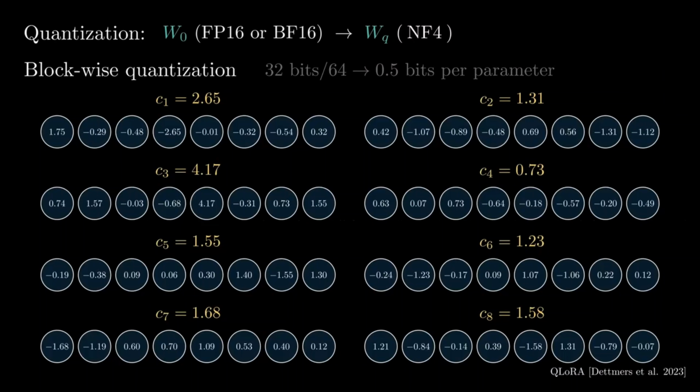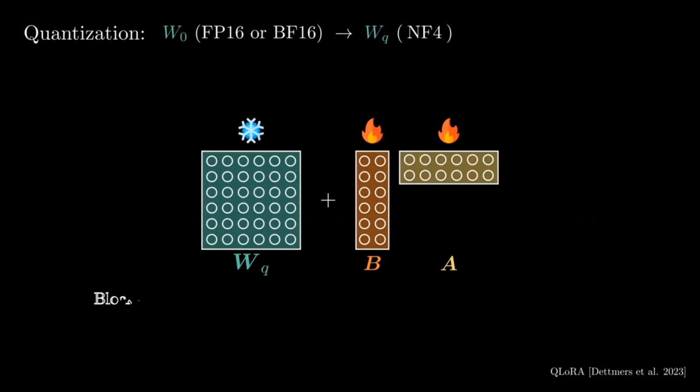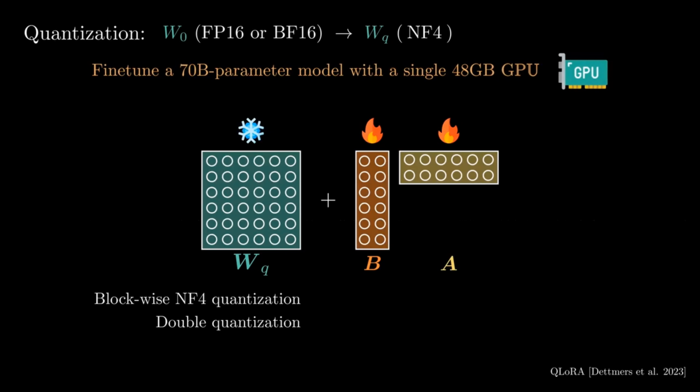So QLoRA further quantizes the scale values themselves into 8-bit values. Since we quantize both the weights and the scales, we refer to this as double quantization. So with blockwise NF4 quantization and double quantization, QLoRA enables fine-tuning of a 70 billion parameter model on a single 48 GB GPU. QLoRA enables more people to fine-tune AI models, even on modest hardware.